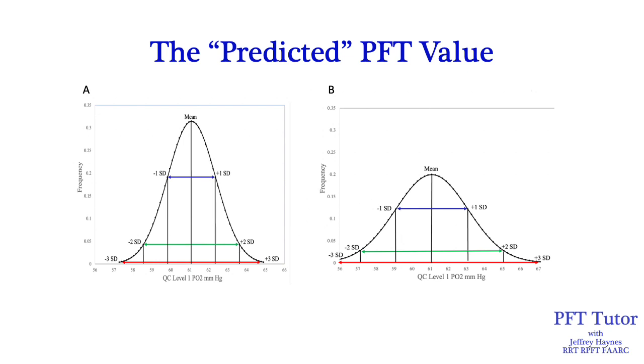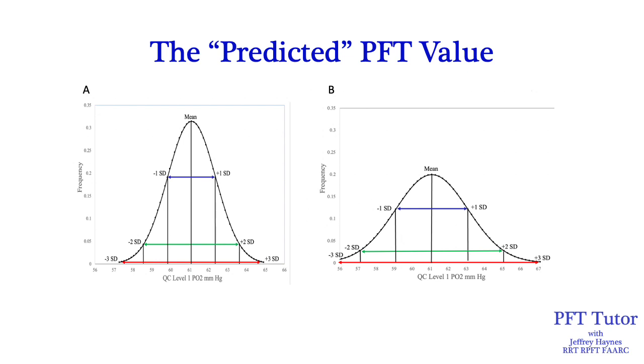For example, here are 2 bell curves of blood gas QC measurements from 2 analyzers. Both analyzers report a mean PO2 of 61 millimeters of mercury, as shown here in the center of the bell curve. However, analyzer A has less variability around the mean, a standard deviation of 1.3 millimeters of mercury, whereas analyzer B has more variability around the mean, a standard deviation of 2 millimeters of mercury.